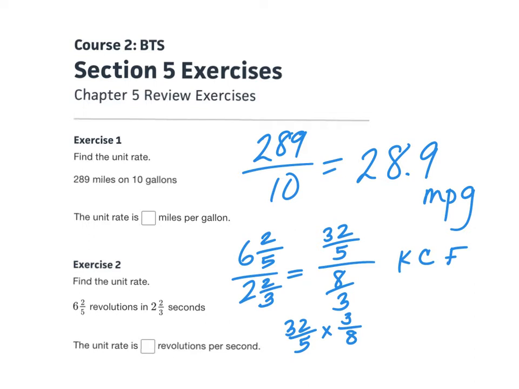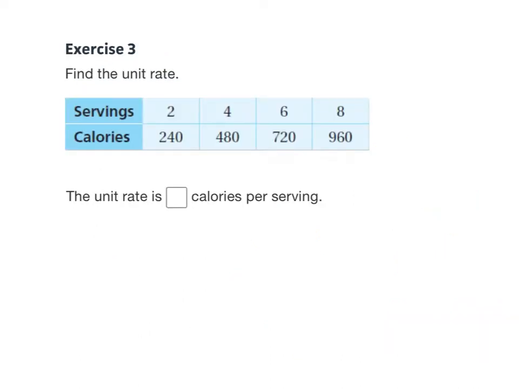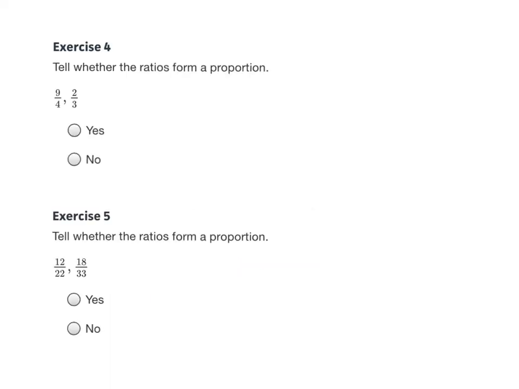I like to simplify before I multiply, so I'm going to factor out the 8s. I end up with 12/5. That is 2 2/5. You could represent that as the decimal 2 4/10. Find the unit rate. We have servings compared to calories. So I really could take any of these and just do that division to find the unit rate. I'll just take 240 calories divided by 2, which means there's 120 calories per serving.